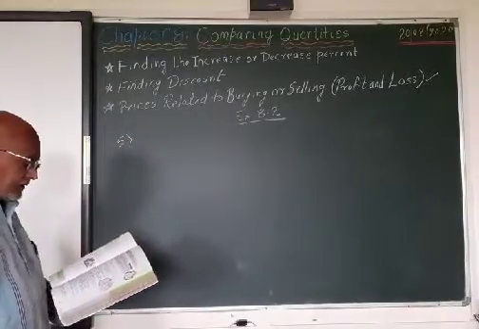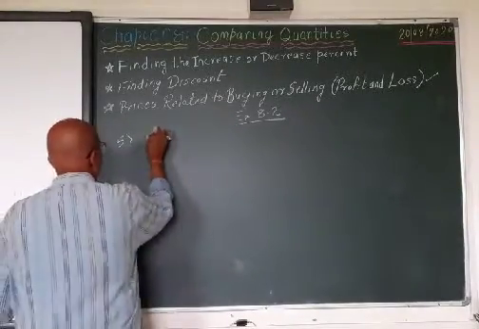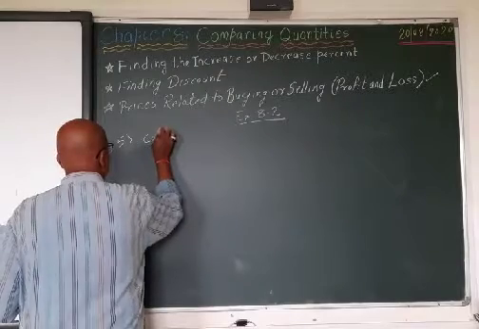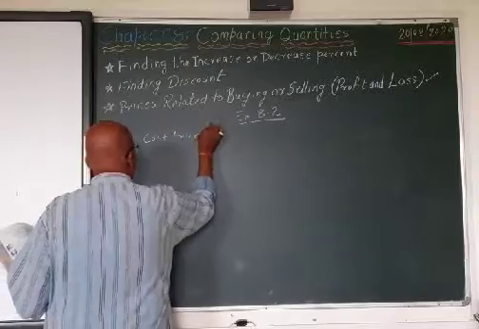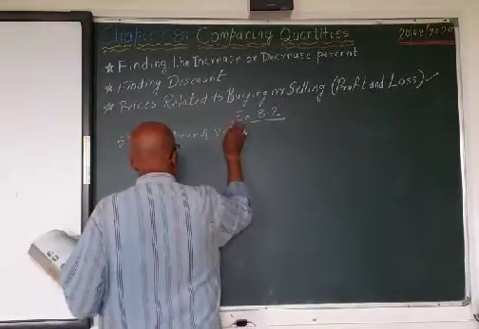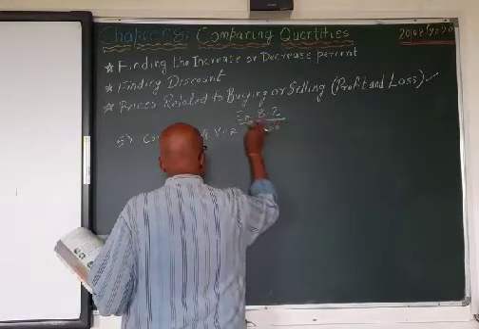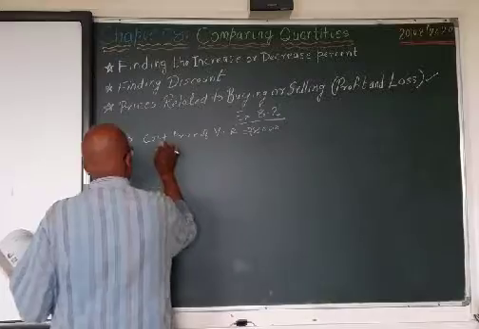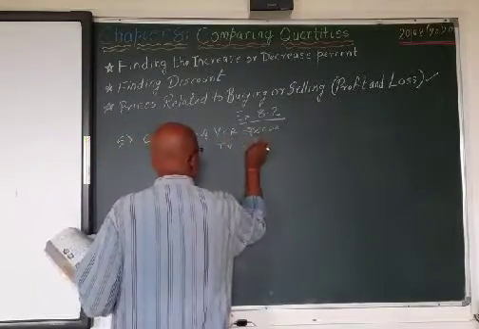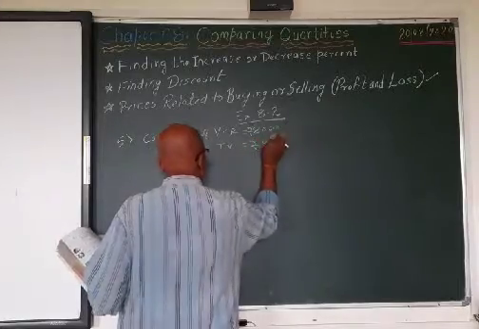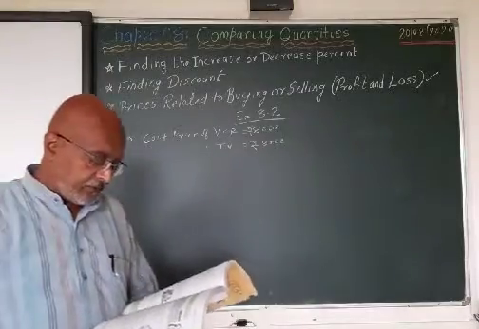VCR and TV were bought for rupees 8,000 each. Cost price of VCR equal to 8,000 rupees and cost of TV equal to again rupees 8,000, as it is being given that each is bought for 8,000 rupees.